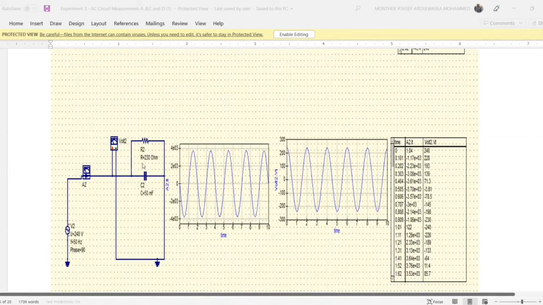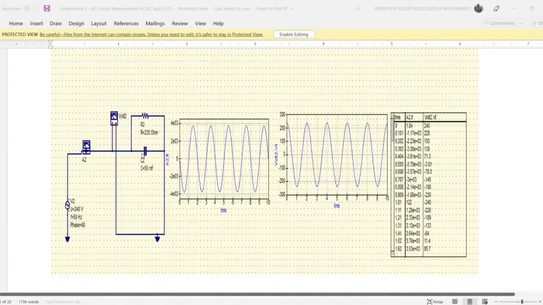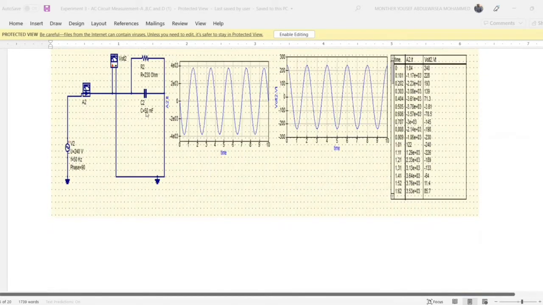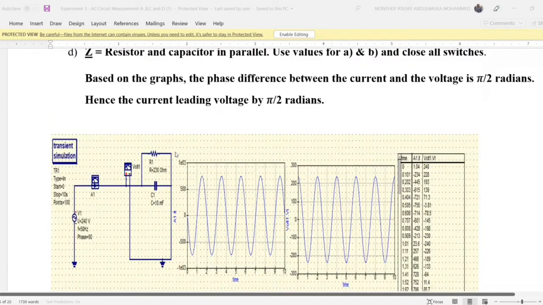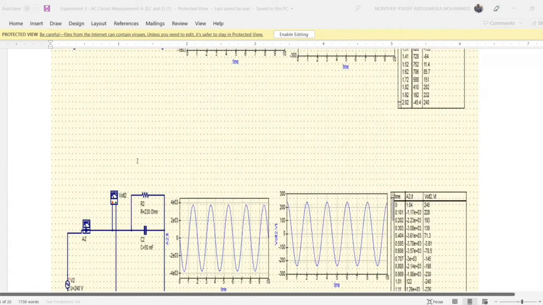Here we change the capacitor to 50 mF, the resistor is still the same, 230 ohm, and also in parallel. Here the phase is 90, and the frequency is 50 hertz. We calculated this, this is the graph, and also here the voltage graph, and here is the time. This one is for part D, transient simulation.